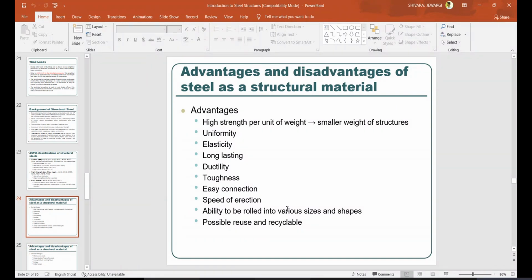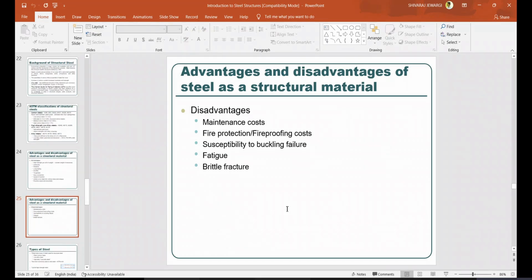Now coming to the disadvantages. As I just said, steel structures have very few disadvantages, but the thing we have to take care of is the maintenance cost, since skilled labor is required. Why? Because there is a chance of corrosion. We need to do some painting and take certain remedial measures so that it does not corrode. So some maintenance cost is required as far as steel structures are concerned.